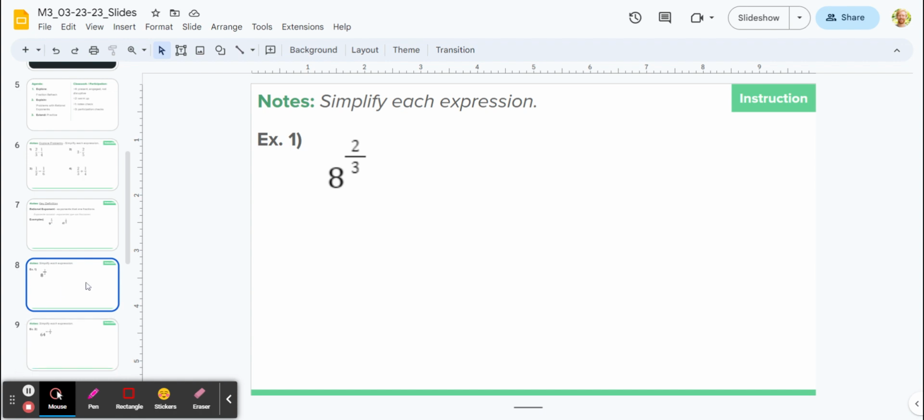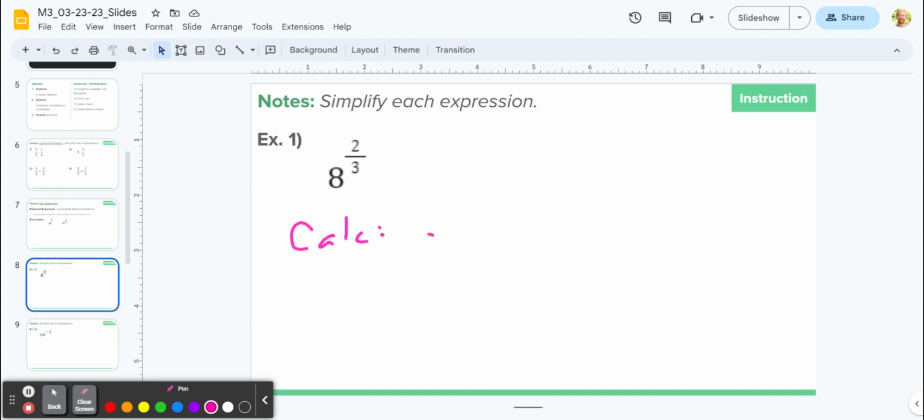So if you go into your calculator, we type in 8, caret symbol, parentheses 2 divided by 3. That will give us our answer here. And if you type that in, we get, let me double check what I got here.